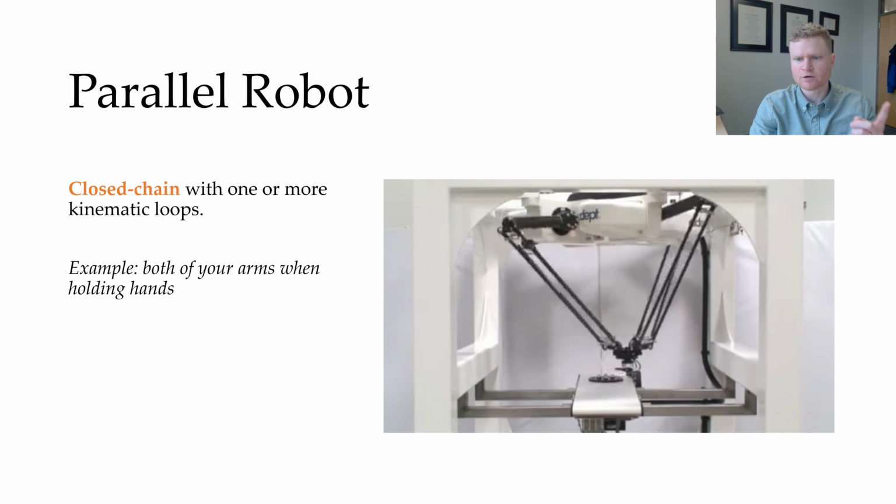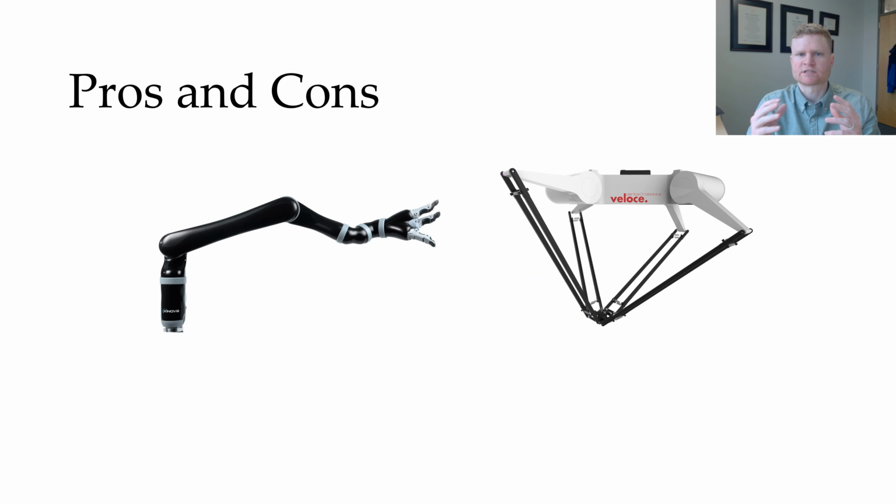Okay, so we've got serial, we've got parallel robots. What are some of the pros and cons? Now here you might want to pause the video and think for a second to yourself, what are some of the strengths and weaknesses of these two different types of robots?